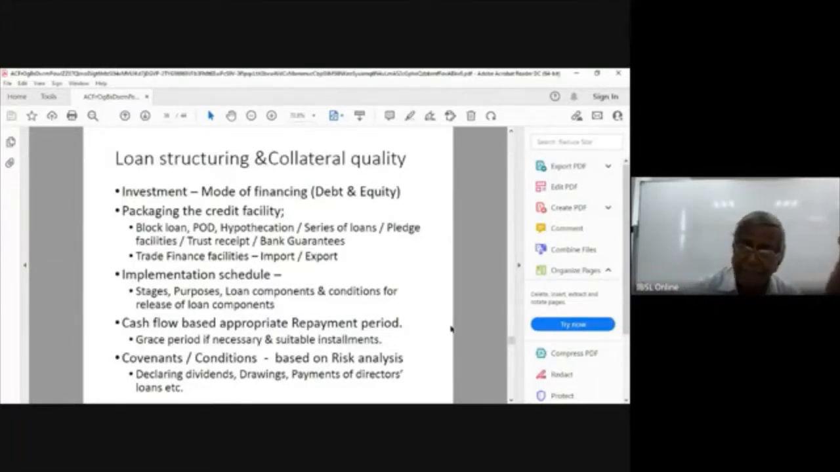Maybe there are various conditions that should be acceptable to the customer also. Some of the conditions: declaring dividends. Till the loan amount is repaid, you can't declare dividends. Then a limitation on drawings by the directors. Then payments of directors' loans and other things. From this finance, they can't pay the directors' loans. Like that, various conditions, depending on the risk analysis and the risk factors you have identified. So provide safeguards. So this is loan structuring.